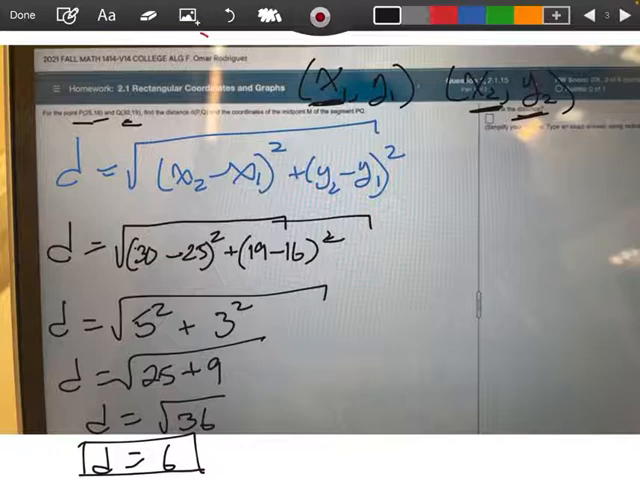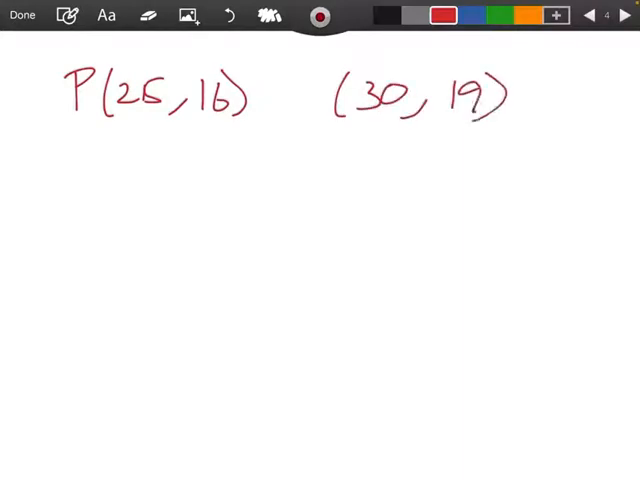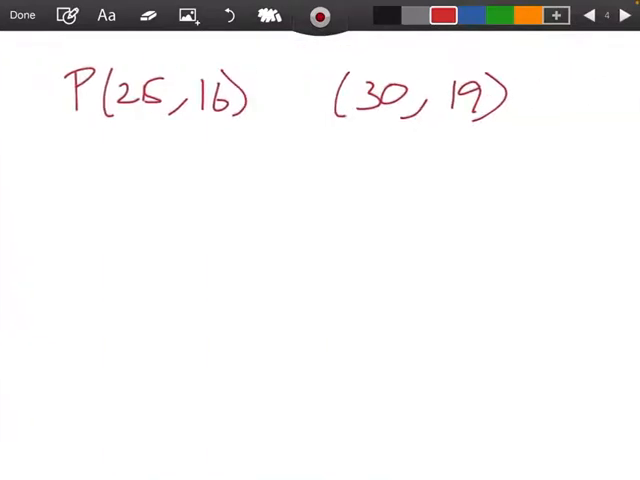So now what I want to do is the same thing, but I'm going to find the midpoint, okay? So let me write down my points again. So 25, 16, and 30, 19. So our first point was (25, 16) and the second was (30, 19). I think those were my 2 points. Let's see. 25, 16, 30, 19. Yep, that's what we got.